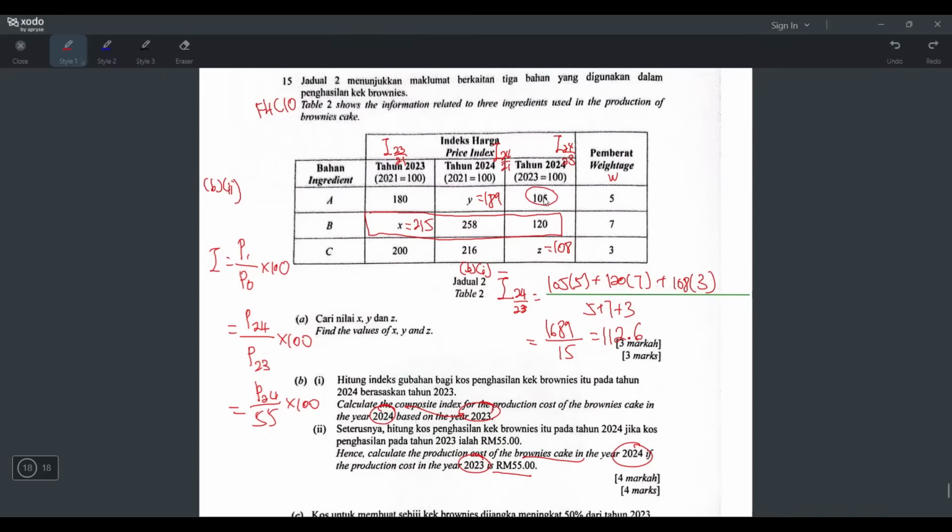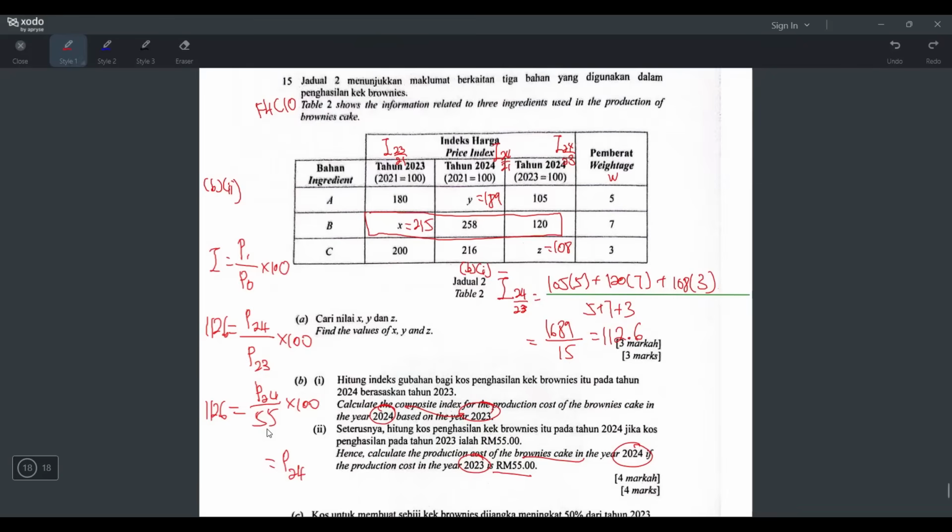But why can you not take this one? This one is 24 based on 23. Why not? Because they never say it's ingredient A, B, or C. They say it's the brownie cake. So you have to take the composite index, because the composite index is like the mean, the average of these. So since they never mention A, B, or C, you have to take the composite index. So it's 112.6. Here also 112.6. So now to find the price in 2024, I just press 112.6, divide 100, times 55.